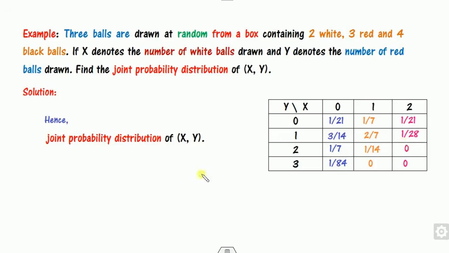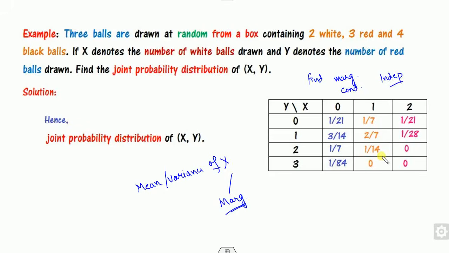So this is the simple procedure. You can find it for this joint density function as a two-dimensional variable. Remember that whenever you are talking about the mean or the variance of x, you need to calculate the marginal density function. Also, you can find the conditional density function, you can check the independence of this, and any other cases.